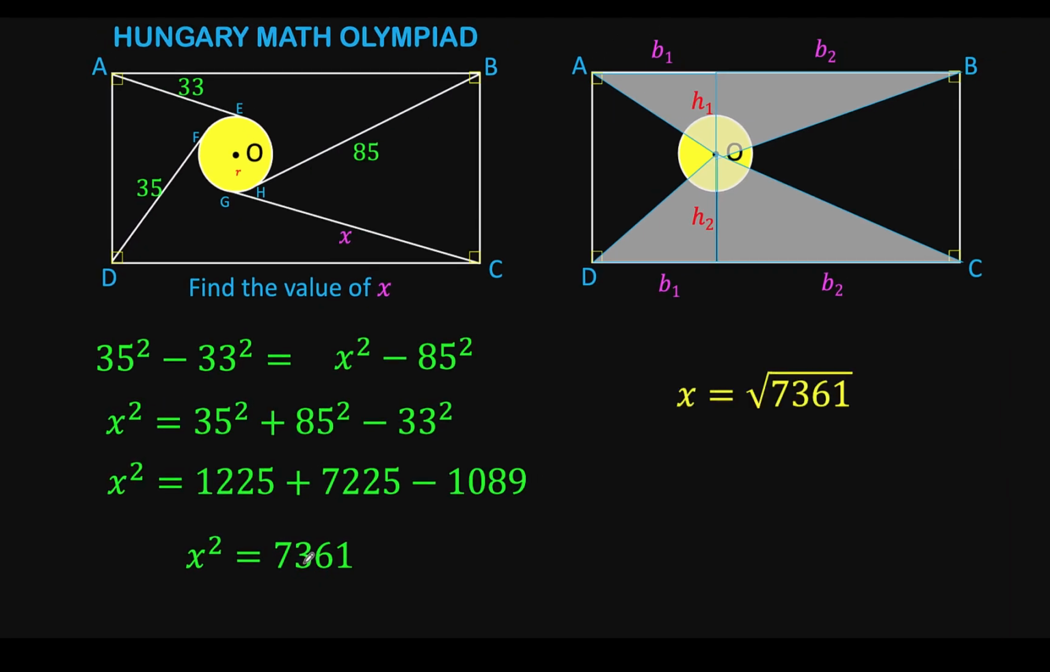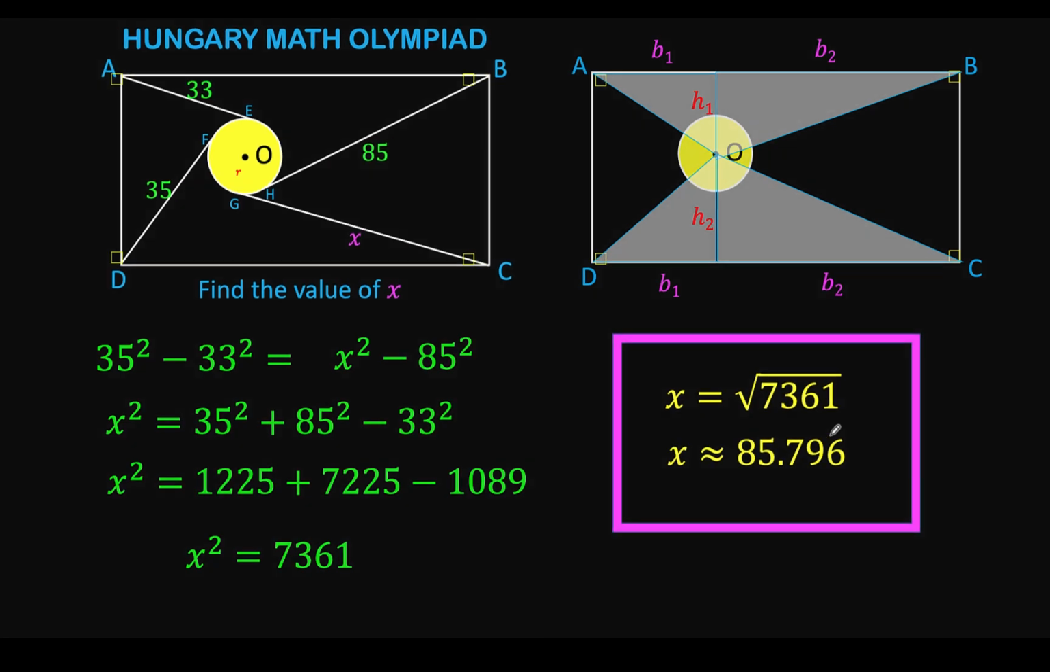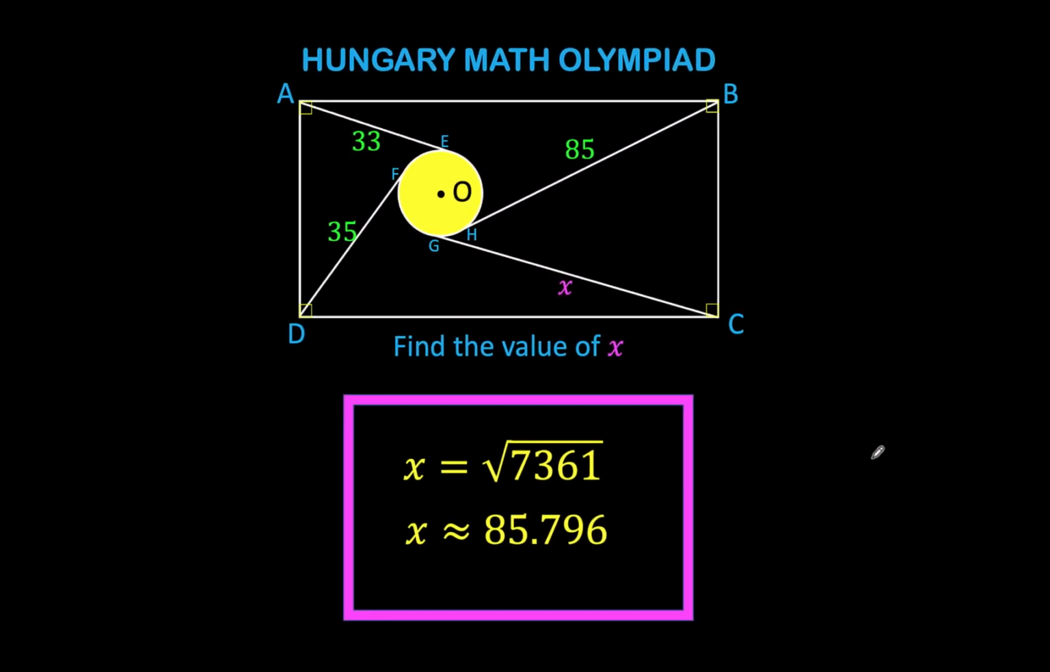We have x equals plus or minus the square root of 7,361. But since x is the length of a line segment here, then x cannot be negative. So we just take the principal square root of 7,361, which is approximately 85.796. And so this is now the value of x in this problem. So x is approximately equal to 85.796. So this is indeed a beautiful math problem for students to practice their algebraic skills and their knowledge of the properties of geometric figures.